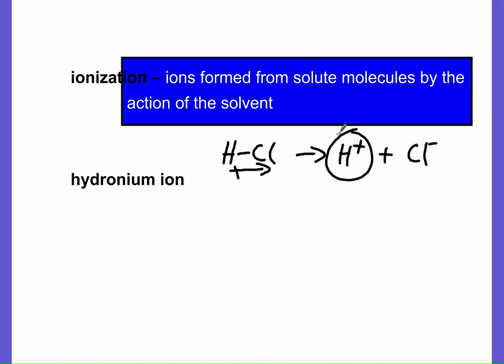Now, the reason why this happens is because the attraction between water and the hydrogen and the chlorine separately is stronger than the attraction between the hydrogen and the chlorine itself. So I'm going to break that bond because those ions ultimately are more attracted to the water than they are to each other.